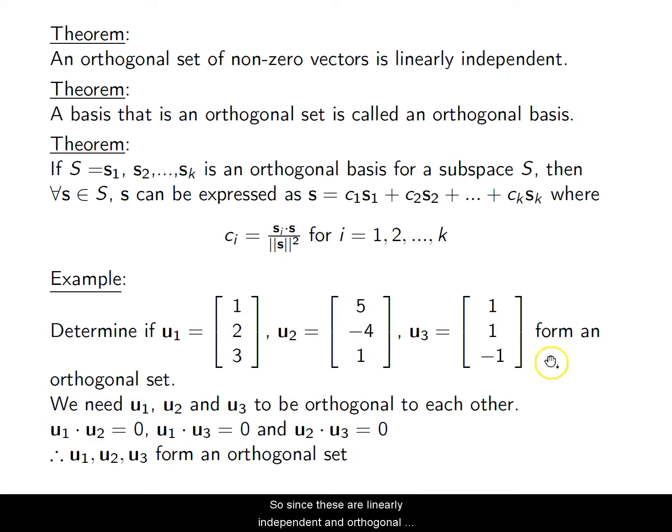So since these are linearly independent and orthogonal, they are an orthogonal basis for R3. All right, so let's move on to an example. That should be the end of the video, before we start the next one.